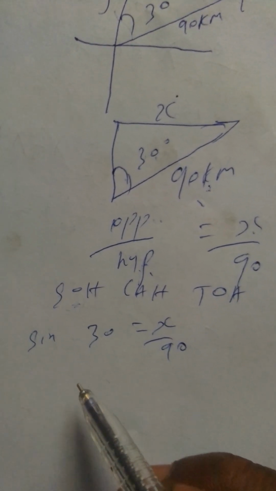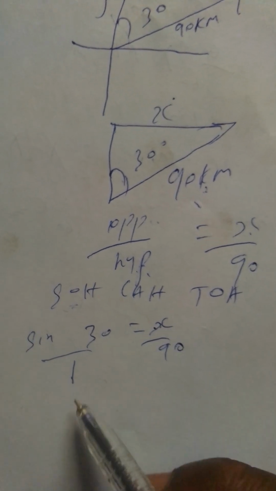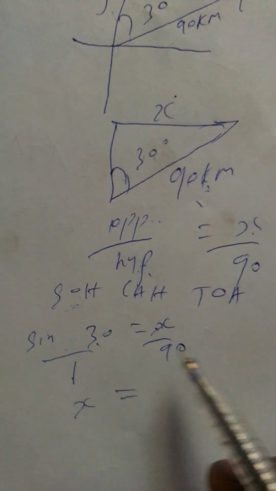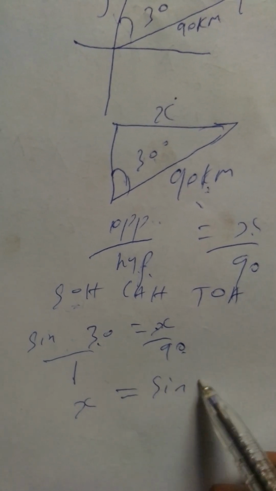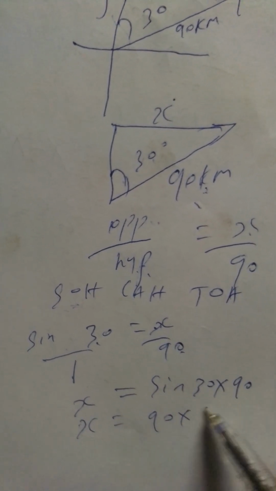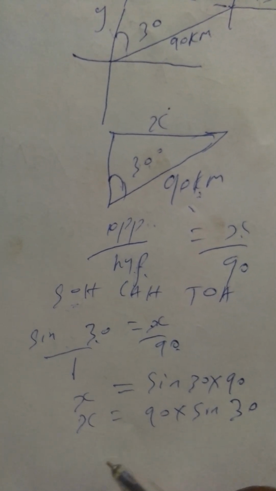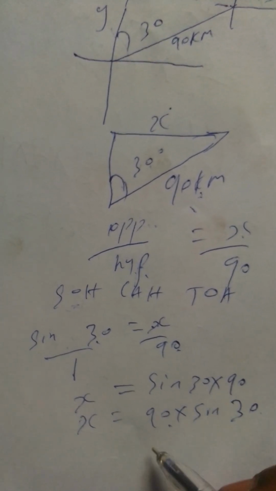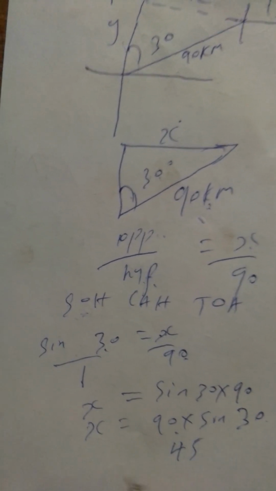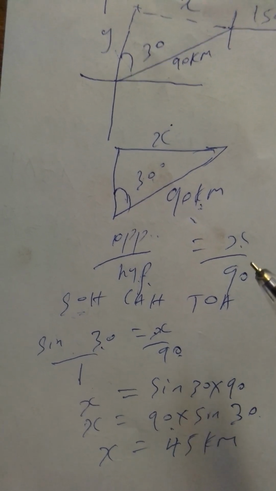So what are we going to have now? We can balance it with 1. So x times 1 is x, which equals sine 30 multiplied by 90. So it's the same as x equals 90 multiplied by sine 30. When you do that correctly, 90 multiplied by sine 30 is 45. So x equals 45 kilometers.